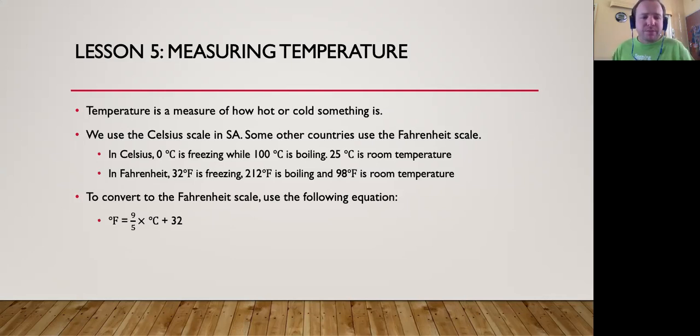Right, to convert from Celsius to Fahrenheit, you would use: degrees Fahrenheit is equal to 9 over 5 times degrees Celsius plus 32. How we use this is, if we have the Celsius temperature, let's say it was naught, you put it in there, and you work out your degrees Fahrenheit from the resultant calculation.